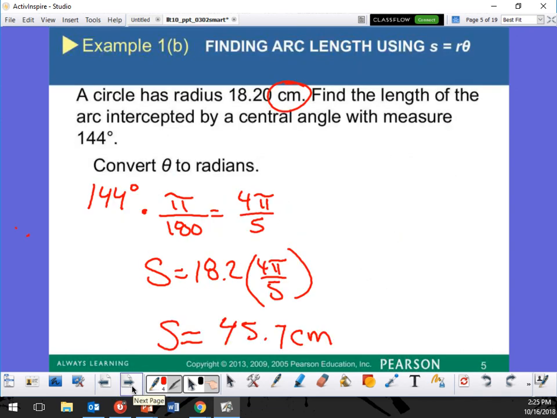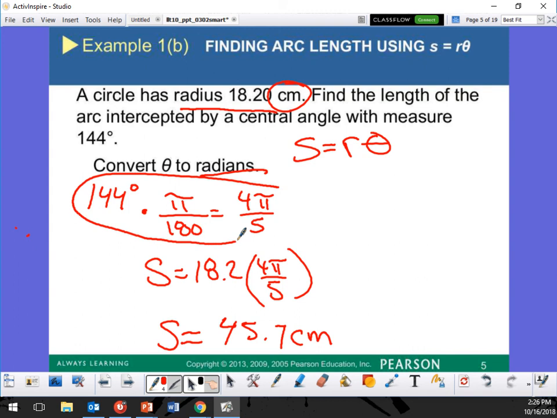All right. S equals r theta. Theta has to be in radians, right? So all I have to do is, do I know what my r is? R is that, right? And my theta, that's what I did this for, to figure out my theta. So it's just my radius times my angle. That's it. And that's the distance around the outside. Does that make sense?